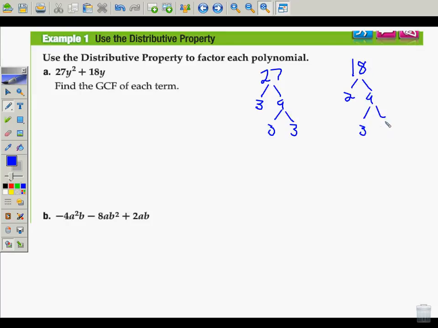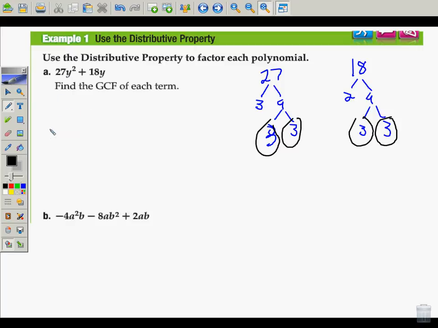So the greatest common factor for just the numbers would be, I have two 3's in each of them. So it would be 3 times 3, or 9. So I know there's going to be a greatest common factor of 9. And then I've got to look at my variables. I've got y squared and y.